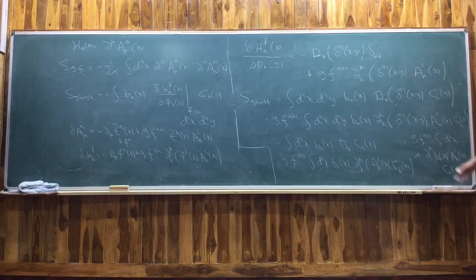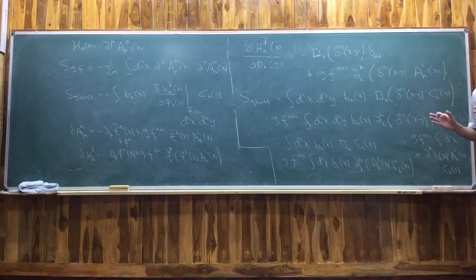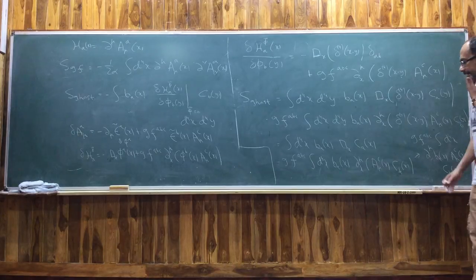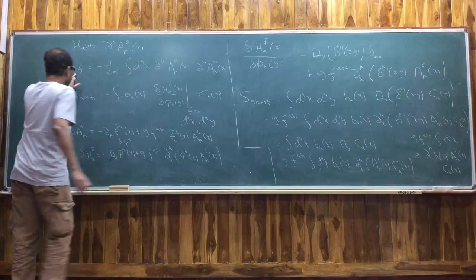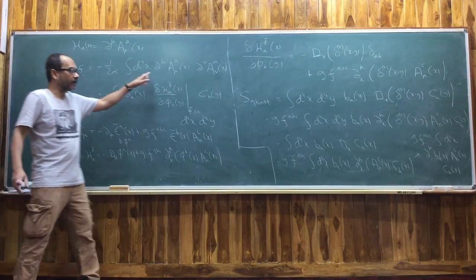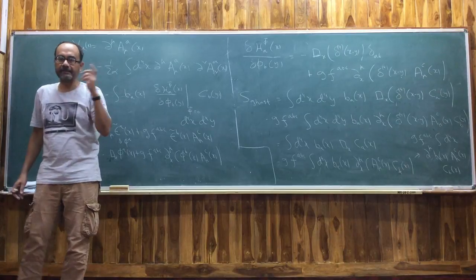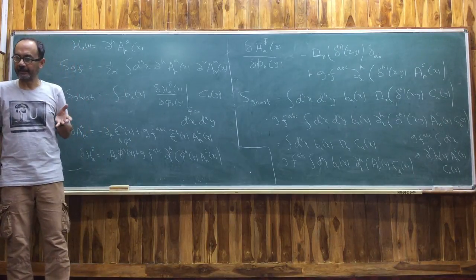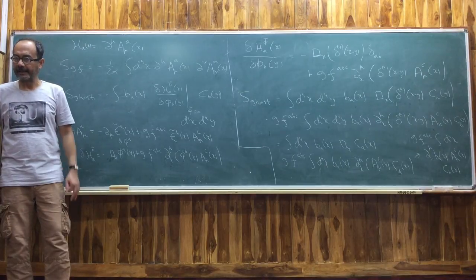Now we have got this whole action, S gauge invariant plus S gauge fixing plus S ghost, and we can now do Feynman diagrams with this. Because you can see that, once we add the gauge fixing term, there is a new quadratic piece in the action which is not gauge invariant, and we will see that this makes the propagator well defined. We can now actually invert the kinetic operator for the gauge fields and get a propagator.